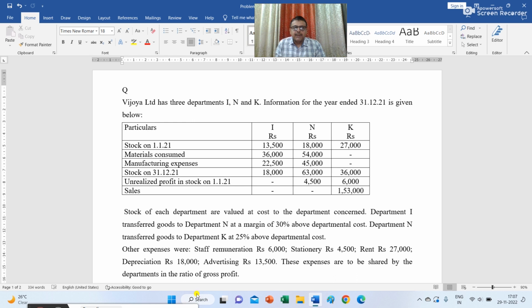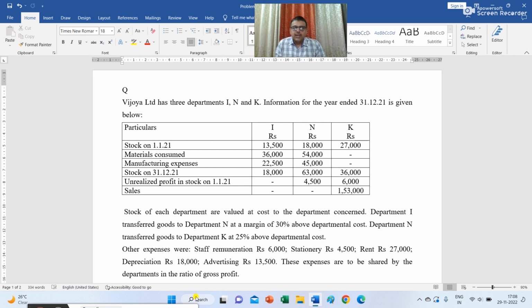Material consumed in Department I 36,000, in Department N 54,000. Manufacturing expense for Department I 22,500 and for Department N 45,000. Stock on 31st December 2021: 18,000 for Department I, 63,000 for Department N and 36,000 for Department K. Unrealized profit in stock on 1st January 2021: 4,500 for Department N and rupees 6,000 for Department K.